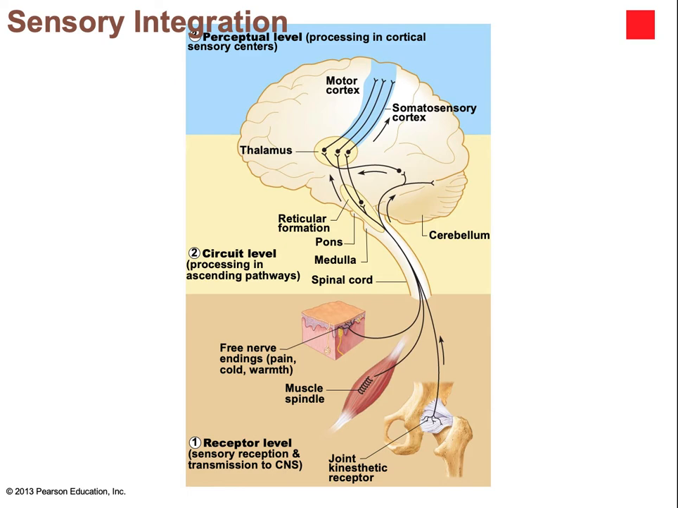The levels of neural integration include the receptor level, where sensory receptors are involved in the integration, the circuit level, which is the processing that occurs in the ascending pathway, and the perceptual level, where the processing occurs in the cerebral cortex. Okay, so three ways that we can essentially combine these little bits of information into an idea of what's happening to us.